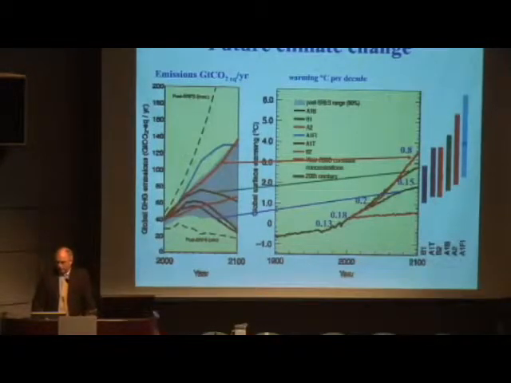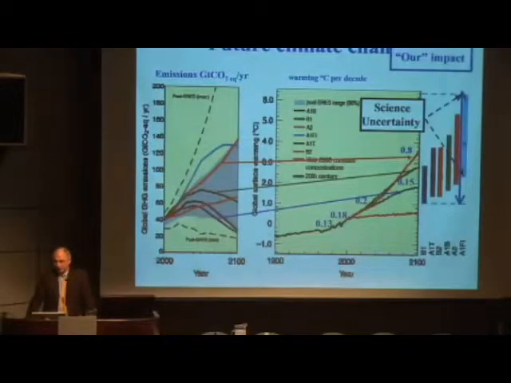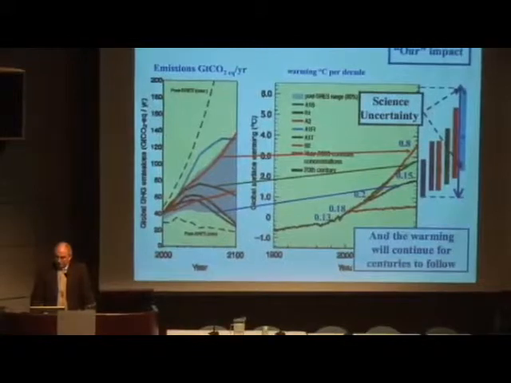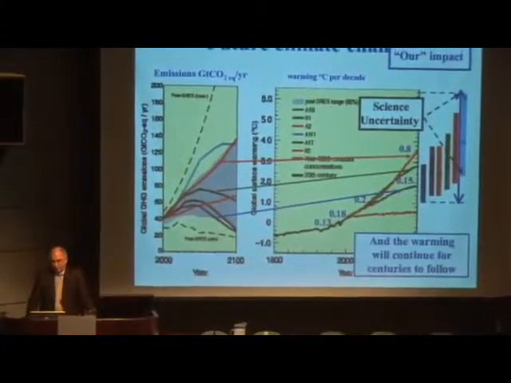We first of all have to recognize there is scientific uncertainty, and if we factor that in, we could be warming by a degree or so by the end of the century. We could be warming by as many as 7 degrees by the end of the century, and that latter number is really horrific. And the warming will continue for centuries to follow.